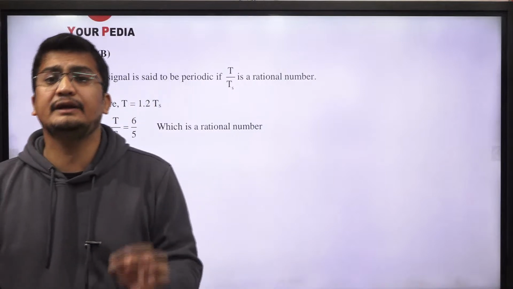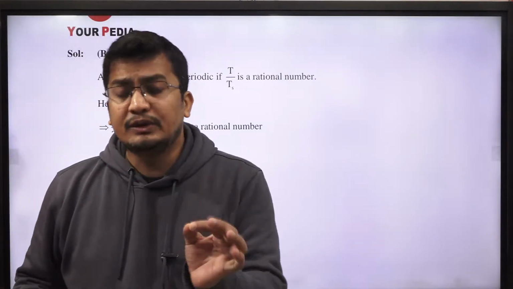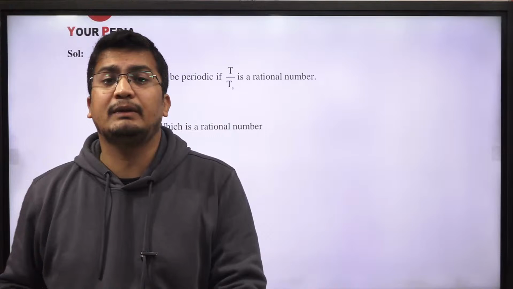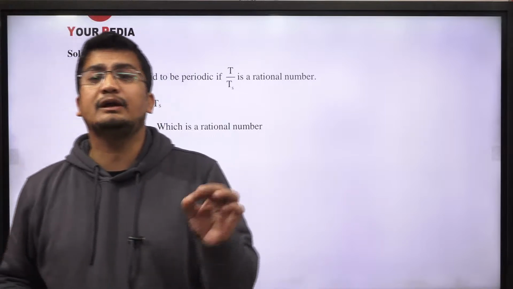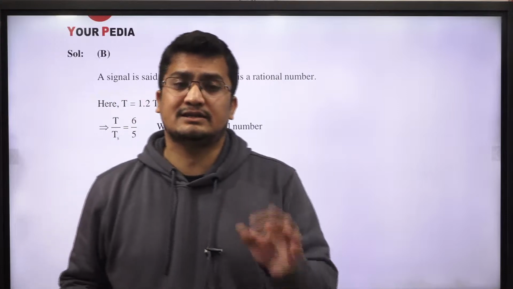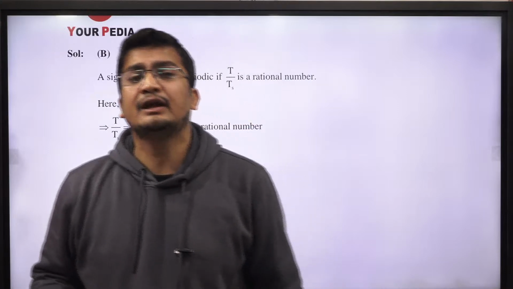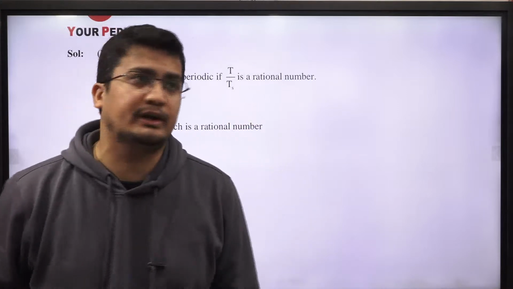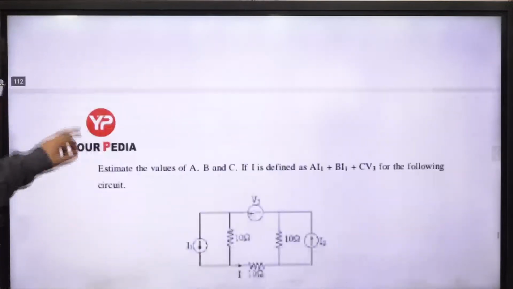Whenever we sample any continuous periodic signal into a discrete signal, the resulting discrete signal may be periodic or aperiodic. It depends upon the T by Ts ratio. T is the fundamental time period of the continuous time domain signal. Ts is the sampling interval. If that ratio is rational, it will be periodic, else it will be aperiodic, right? Moving ahead with the next question.